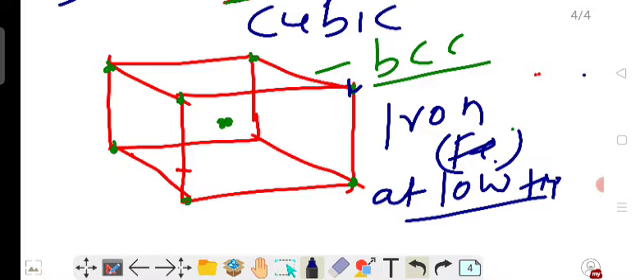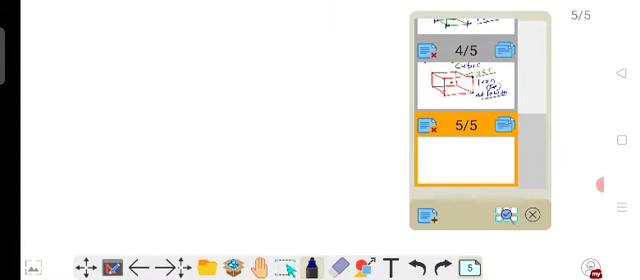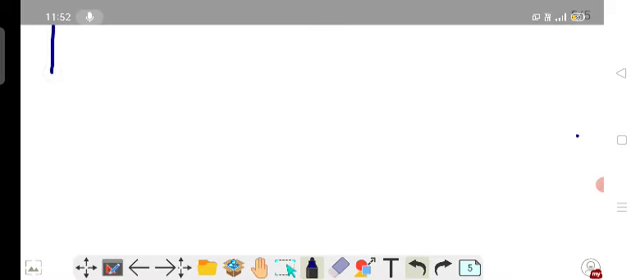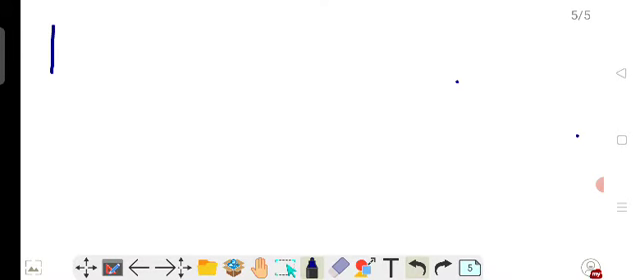There are a lot of other examples of this body centered structure, but the basic idea is what? In body centered cubic, simply there are eight corners and there is one atom or one lattice point at the center. So moving forward to the next one, it is known as FCC crystal structure.